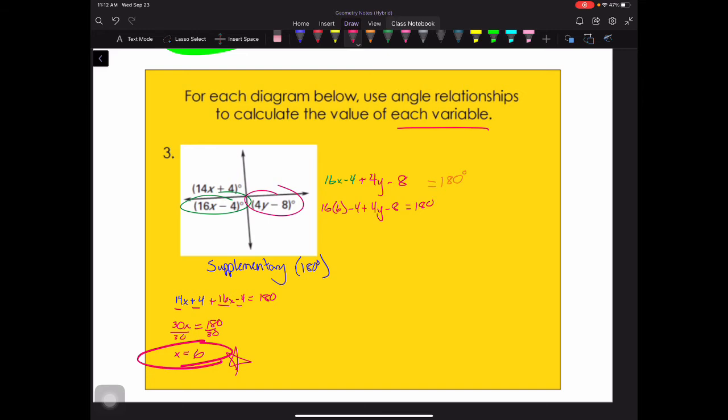Okay, so 16 times 6 is 96 minus 4 plus 4y minus 8 equals 180. So now we can combine like terms. So we have 96 minus 4 is 92 minus another 8. So 84 plus 4y equals 180. So all I did was multiply 16 times 6, and then I combined all my like terms, my constants. Subtract 84 from both sides.